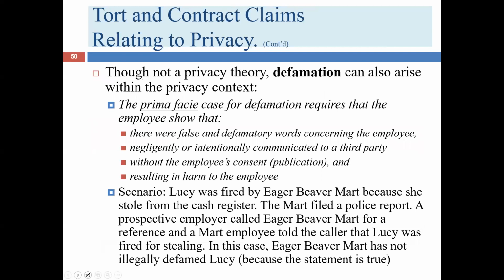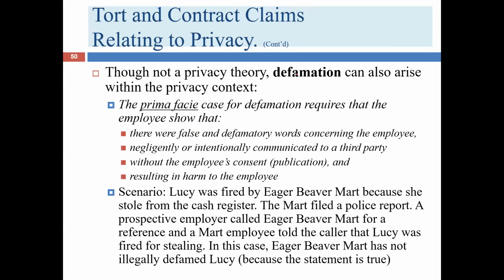Now we're going to flip and talk about defamation. Defamation is another type of tort type claim. It is not usually thought of as a privacy issue, but it can have privacy implications. So let's look at what the prima facie case, or what the elements are for a defamation claim. Okay, the plaintiff must prove, or in this case the employee plaintiff must prove, that the statements made were false and defamatory towards the employee.